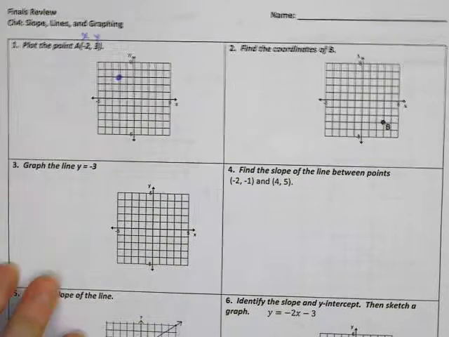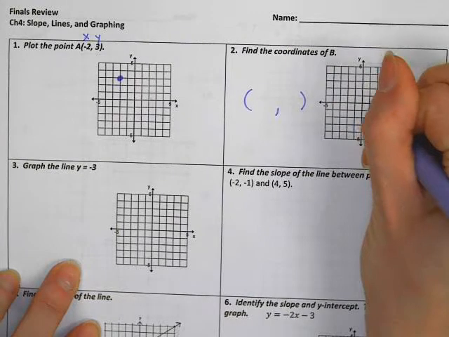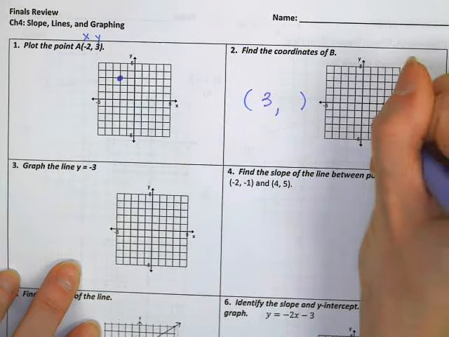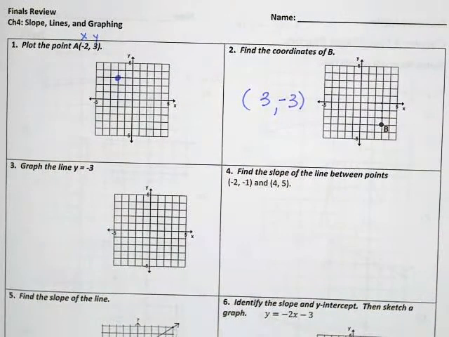And then number 2, going backwards, writing the coordinates of b. This one is 3 in the x, but -3 in the y. So 3 comma -3.